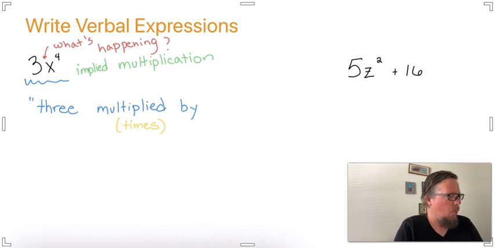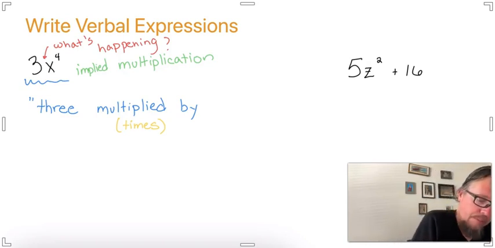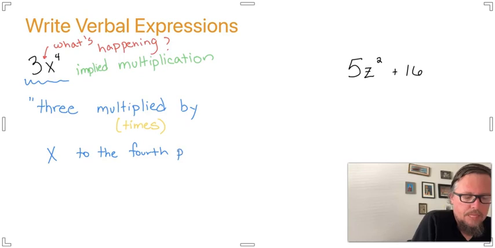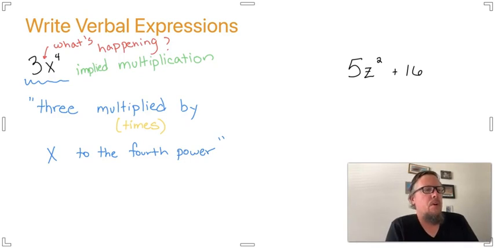Okay, multiplied by what? So it's being multiplied by a variable x, but not just an x. It has that exponent of 4 right there. And the way that we say it's got an exponent of 4 is to the 4th power. So we would say 3 multiplied by x to the 4th power. And so this is how we say this phrase out loud. 3 multiplied by x to the 4th power, or 3 times x to the 4th power.